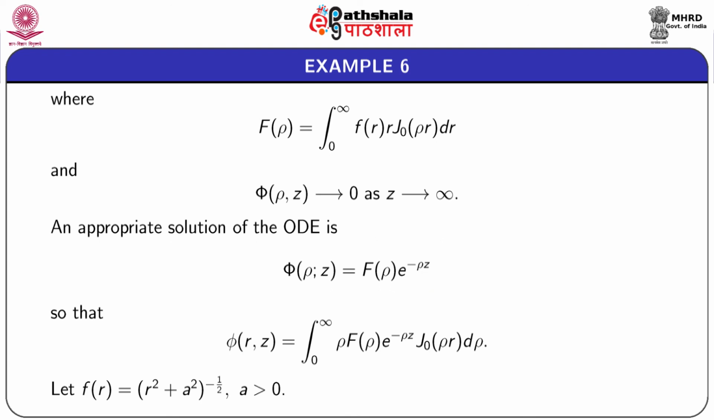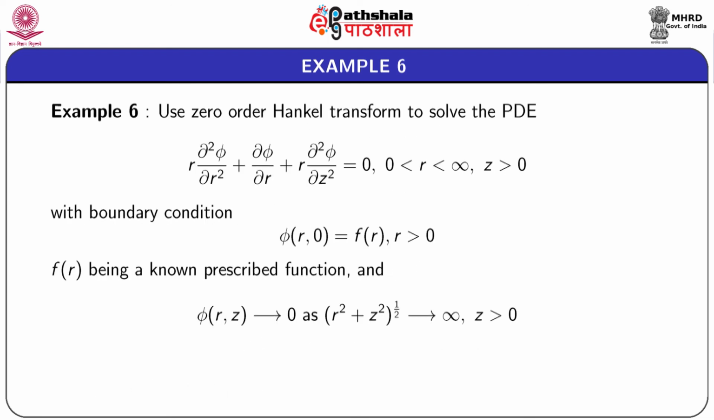So that if we take the inverse transform, we find small phi of r, z as the integral from 0 to infinity of rho capital F of rho e to the power minus rho z J naught rho r d rho. So, this is the solution of the given boundary value problem with the boundary condition phi of r at z equal to 0 is f of r.